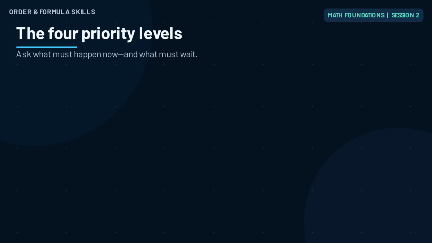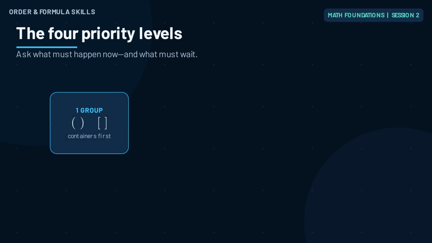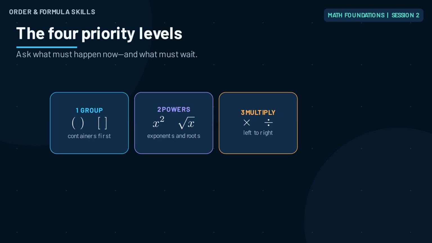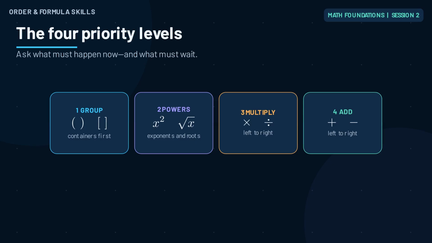Start with grouping symbols, including parentheses, brackets, fraction bars, and radicals. Next, evaluate exponents and roots, and complete multiplication and division from left to right. Finally, complete addition and subtraction from left to right. Notice the paired operations. Multiplication does not automatically beat division, and addition does not automatically beat subtraction. Each pair shares one level.